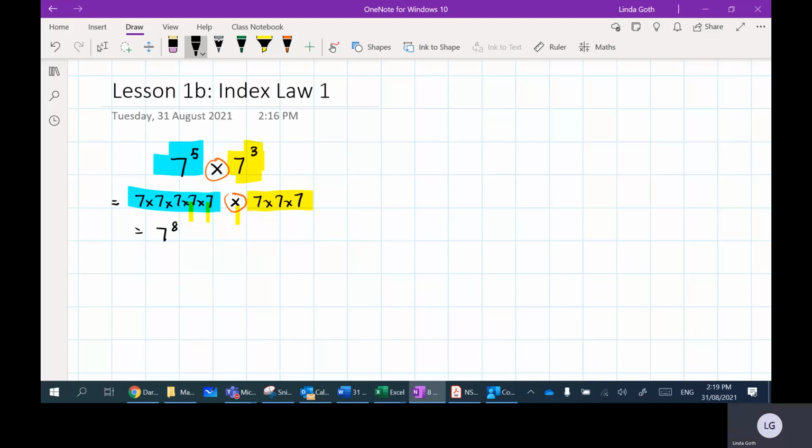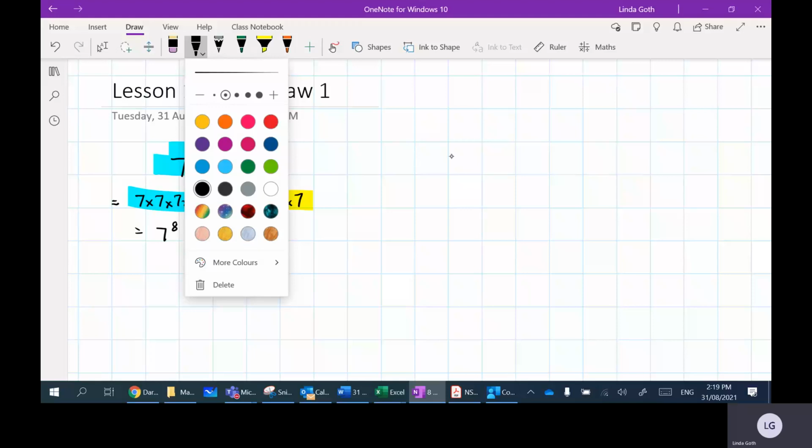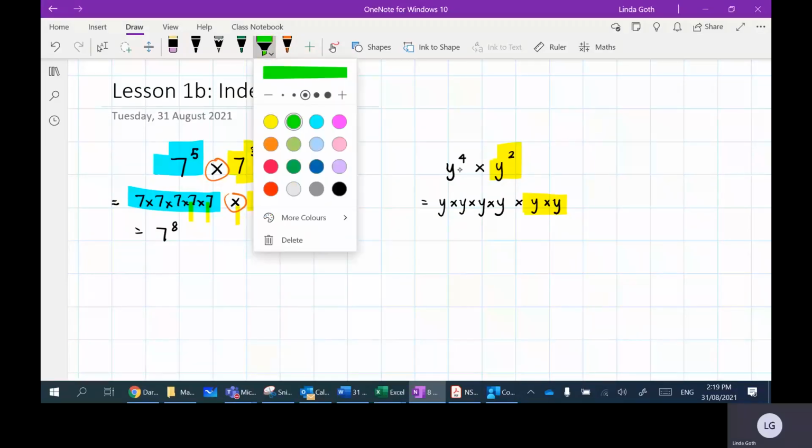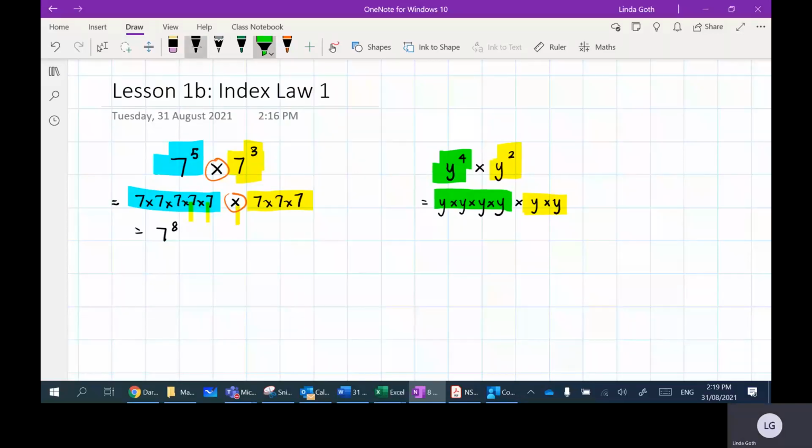You can probably already see what's happening here. Let's just try one more. What if I did this with letters? If I had y to the power of 4 times y to the power of 2, well, that's the same as y times y times y times y. There's my y to the power of 4. And then I have to times it by y times y for my y to the power of 2. And I hope you can see the answer is just y to the power of 6.